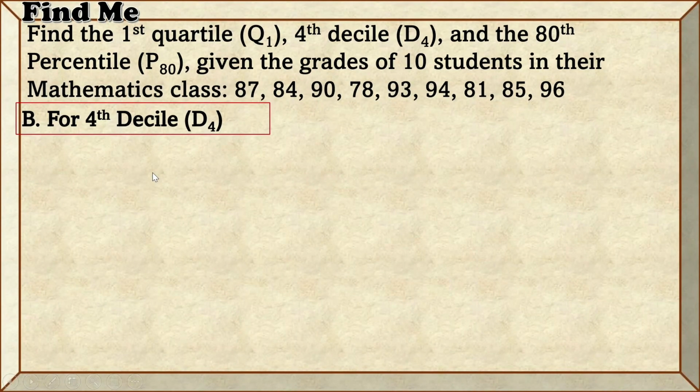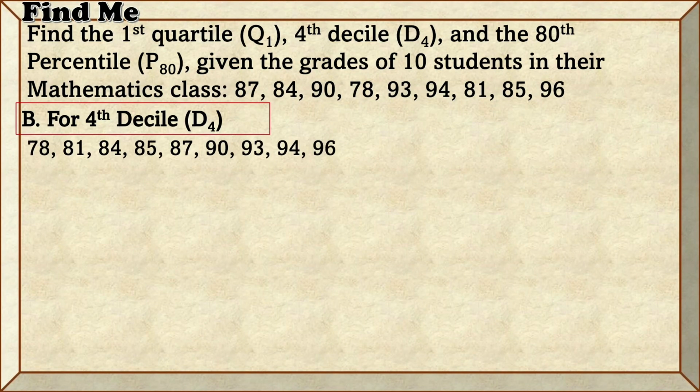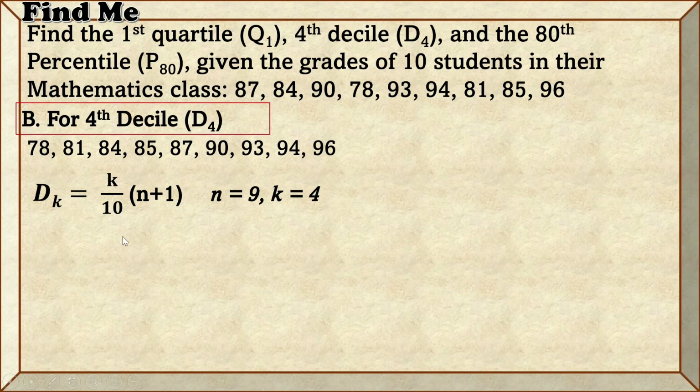For the fourth decile, since meron na tayong data na nakaayos from lowest to highest, so proceed na tayo sa second step. Since the second step is to locate the position of the score in the distribution, we are going to use this formula. So, since fourth decile ang hanapin natin, we have D sub k is equal to k over 10 times the quantity of n plus 1. So, our k here is 4 and n is 9.